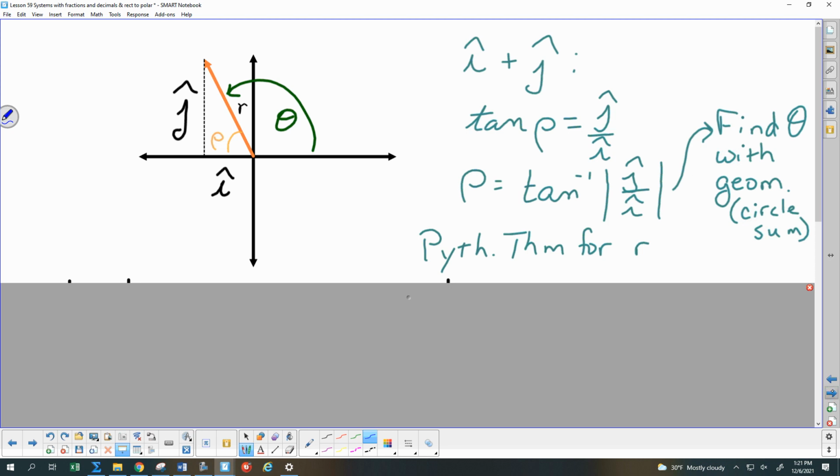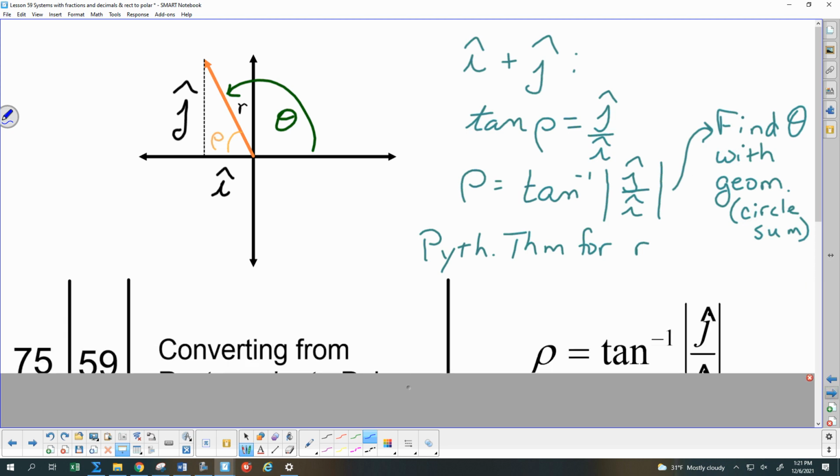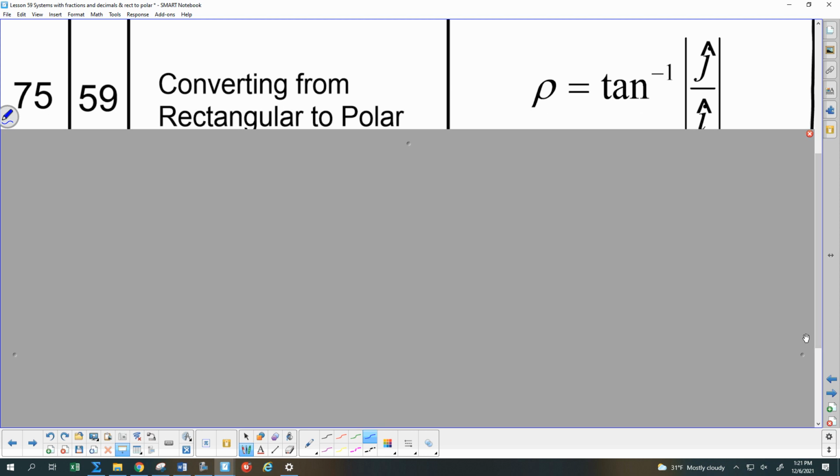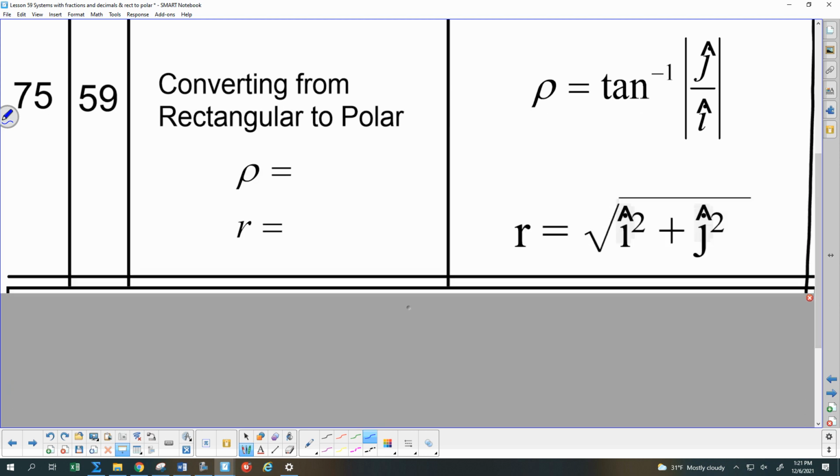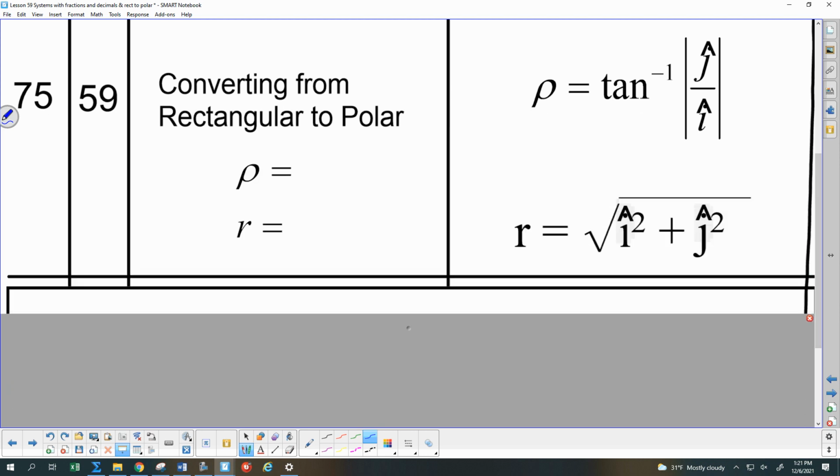So if we put that into our formula list, we have just said that to get rho, which is our reference angle, it is the one that is between 0 and 90 degrees. We take the inverse tangent of the vertical over the horizontal, the j hat over the i hat. That would be the opposite over the adjacent. Absolute value means we ignore any minus signs in that.